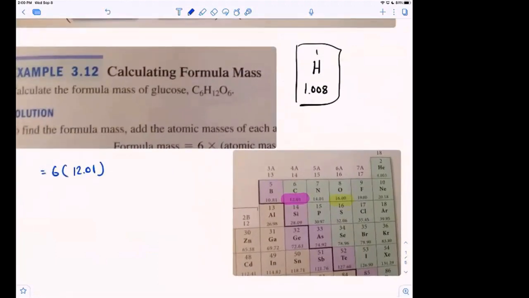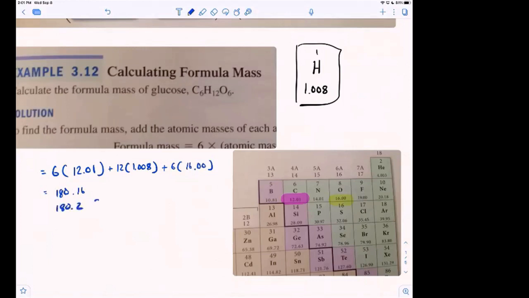And then you sum up 12 hydrogens, 1.008, and then 6 oxygens, 6 times 16. For the sig figs, I'll give everything 4 sig figs, so I'll be proper. I know it's 180 because I have it memorized. So this answer here is going to be 180.16, and for sig figs, it would be 180.2.